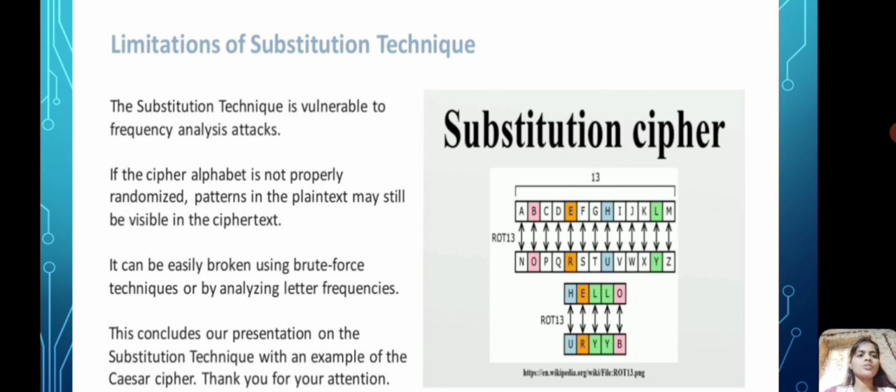Limitations of substitution technique. The substitution technique is vulnerable to frequency analysis attacks. If the cipher alphabet is not properly randomized, patterns in the plain text may still be visible in the cipher text. It can be easily broken using brute force techniques or by analyzing letter frequencies. This concludes our presentation on the substitution technique with an example.